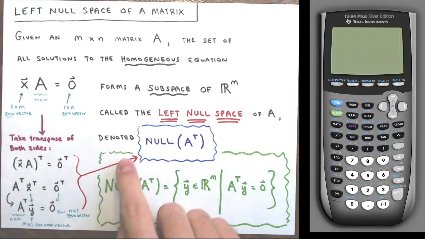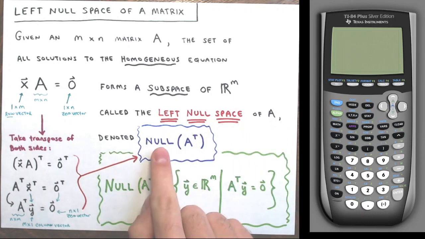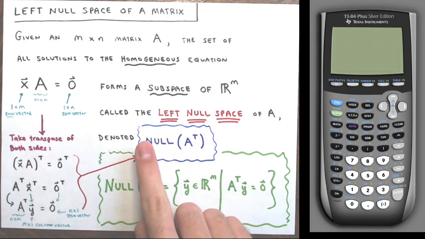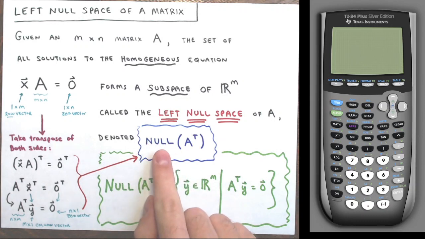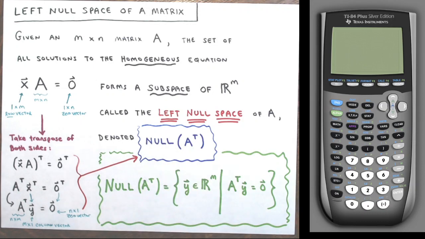So it's called the left null space of A, and it's denoted as the null space of A transpose. Not left null of A or anything like that. I mean, you could write that, I guess. But for short, it's the null space of A transpose. Now, why is it called this? Why is it denoted by the null space of A transpose?